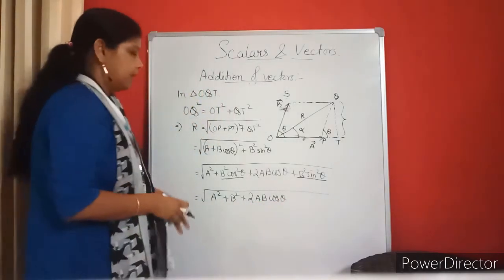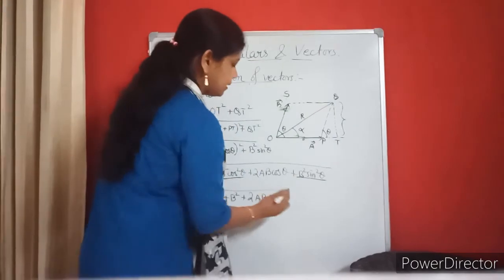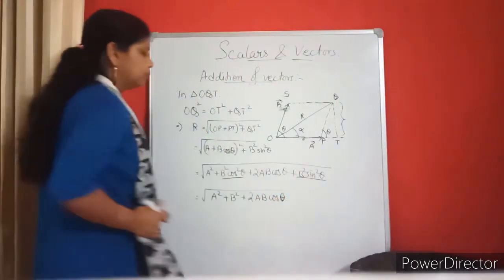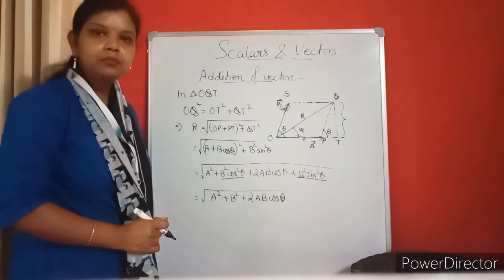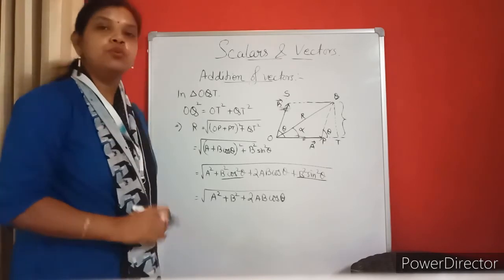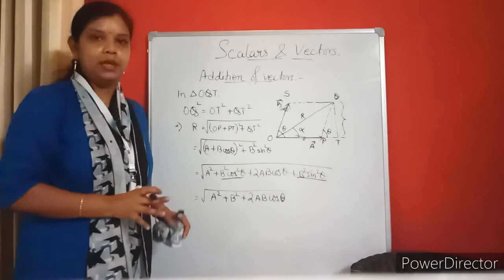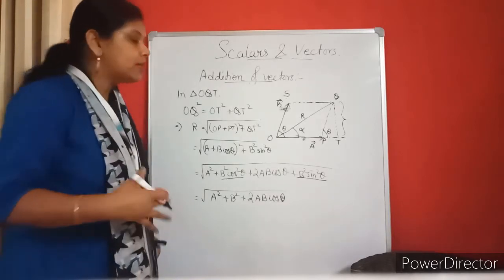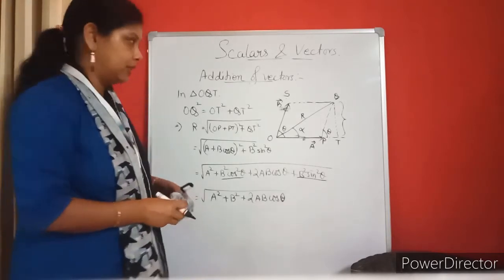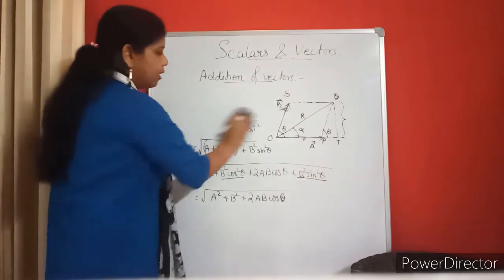So this is the resultant, or this is the magnitude of the sum of the two vector quantities. It's the magnitude only. I have written the magnitude. Now what is the direction of this quantity? What is the direction? Now what will I write?